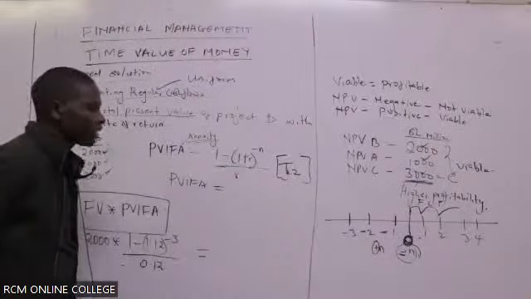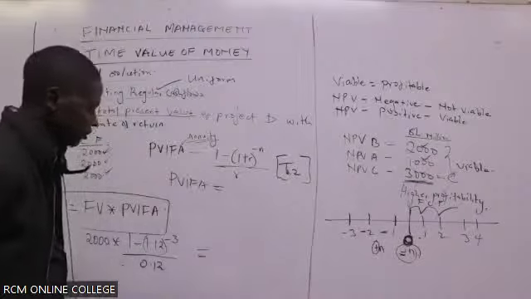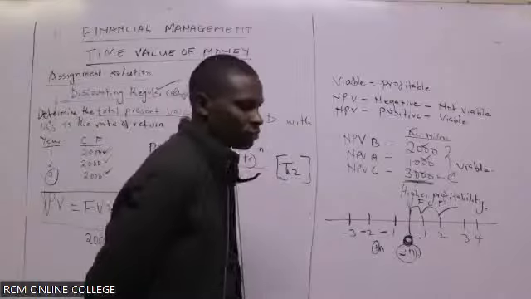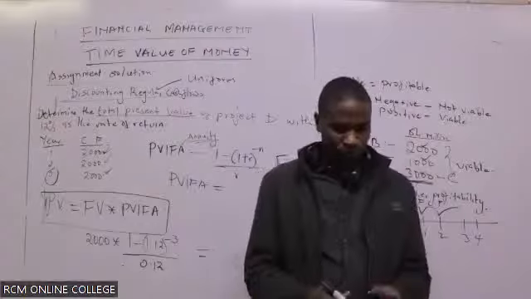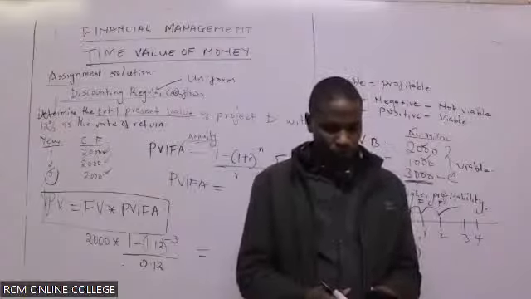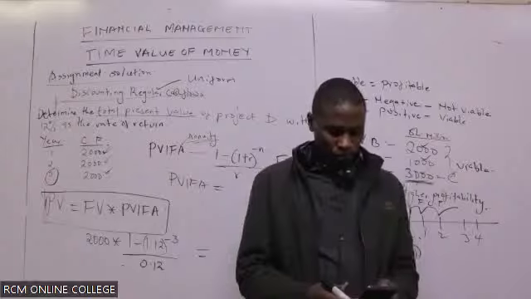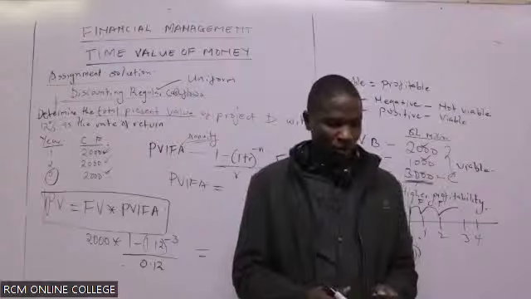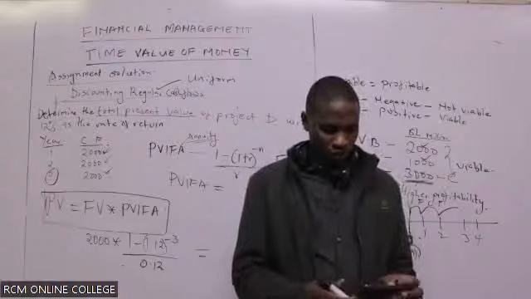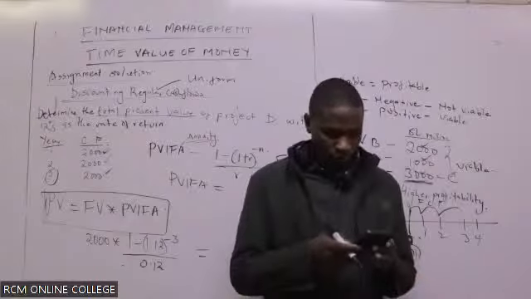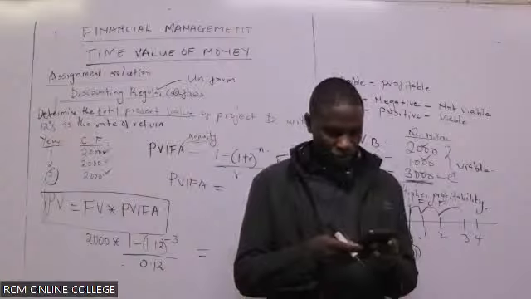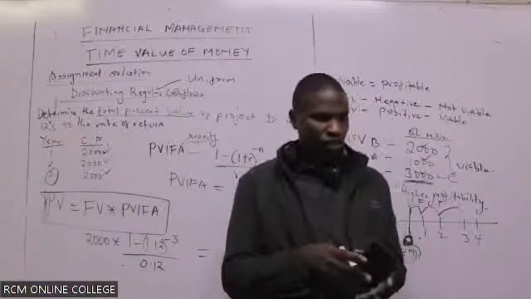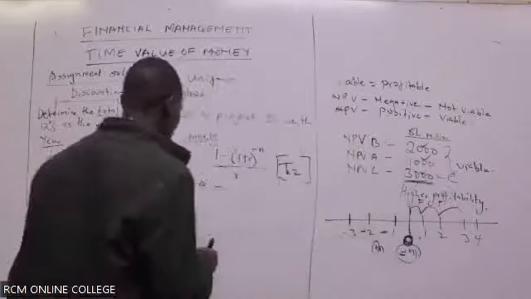Somebody using a table is very fast. Using a table is a bit easy. 2.4018. Let me check my table as well. 12%, 3 years. 2.4018. Yes, I'm getting the same.